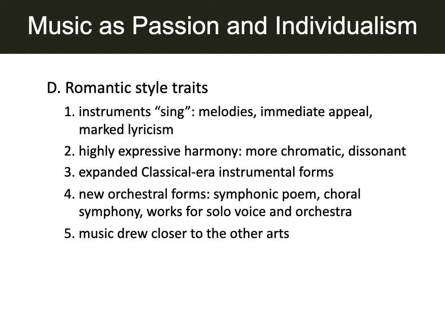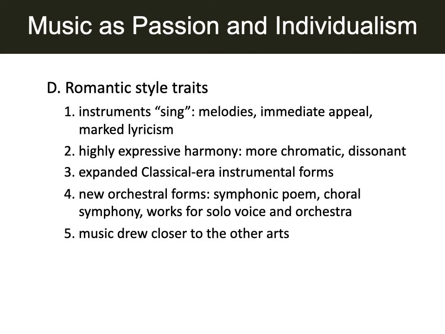So the new orchestral forms in the Romantic era are the symphonic poem, which is just this happens, then this happens, then this happens, and then it's over. It's supposed to unfold like a person's life, progressing to the end. So no repeated sections, no A, B, B. That's all out the window in a symphonic poem.